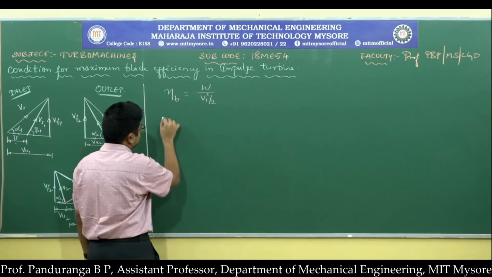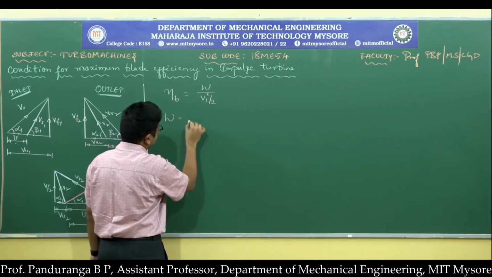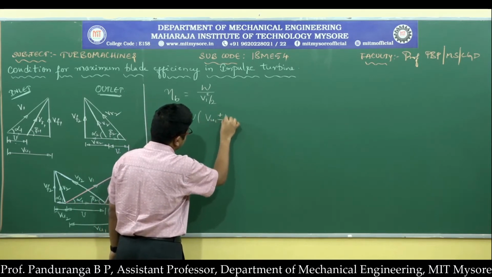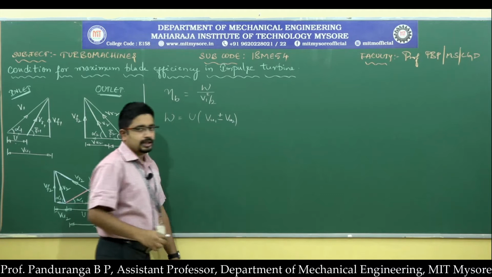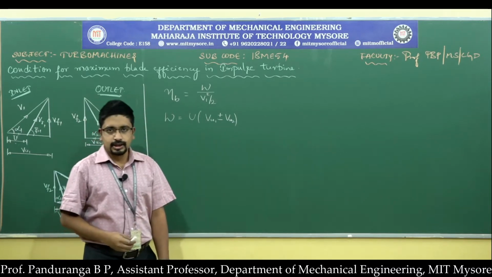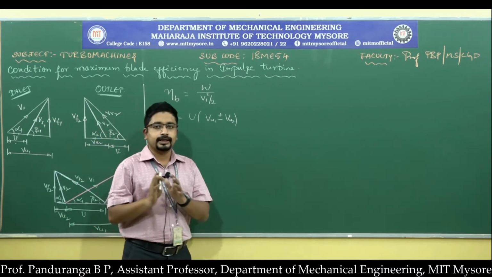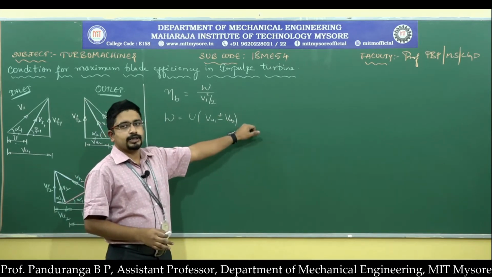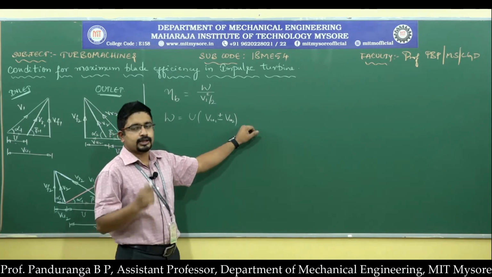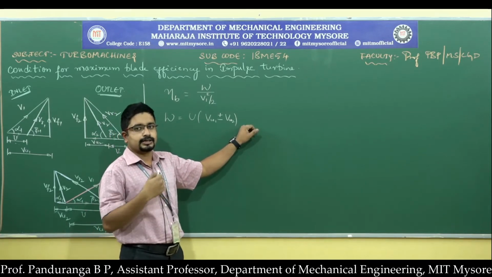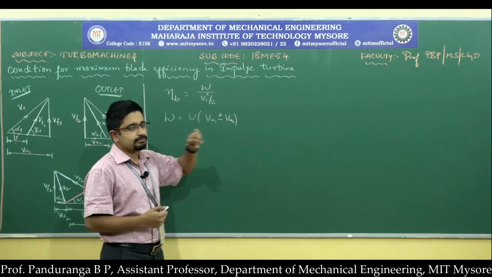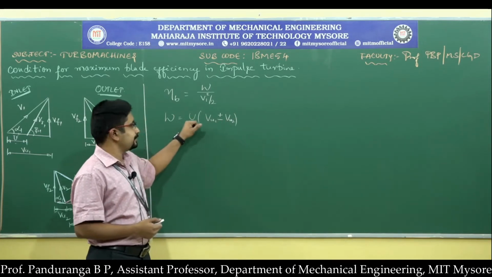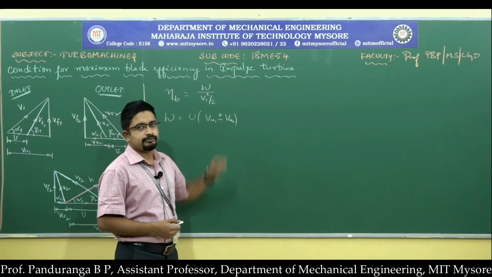Now let us consider W. So W will be equal to U into VU1 plus or minus VU2. You all remember Euler's equation. We are dealing with energy transfer per kg of steam. If I consider work done, then I have to multiply by the mass flow rate also, but we are dealing with energy supplied or transferred per kg of steam, so here we do not consider the mass flow rate. So Euler's equation is U into VU1 plus or minus VU2.